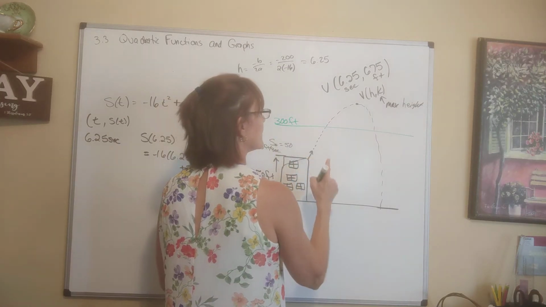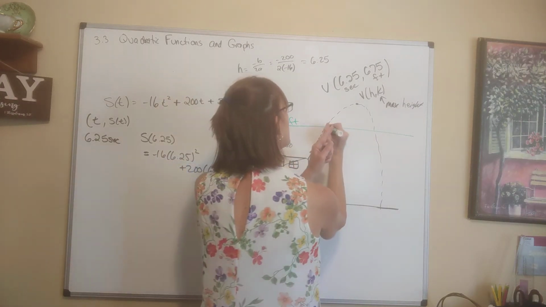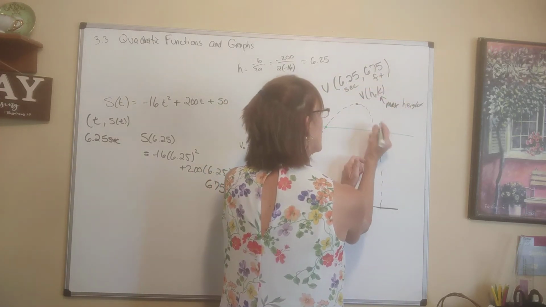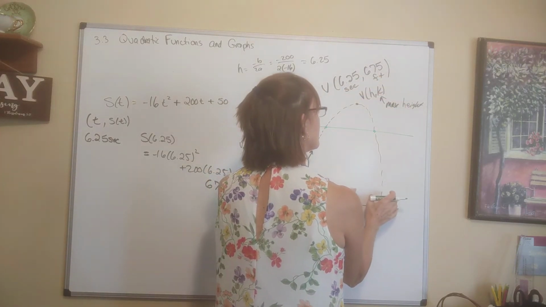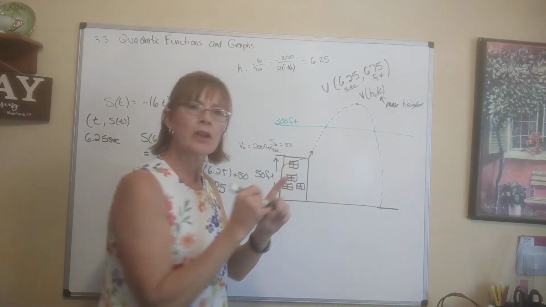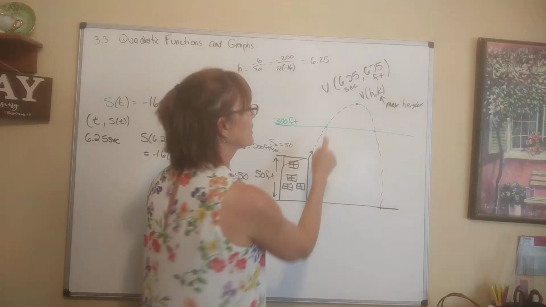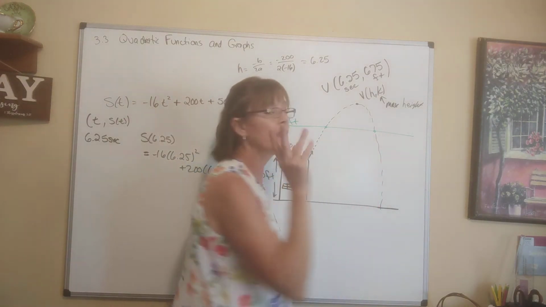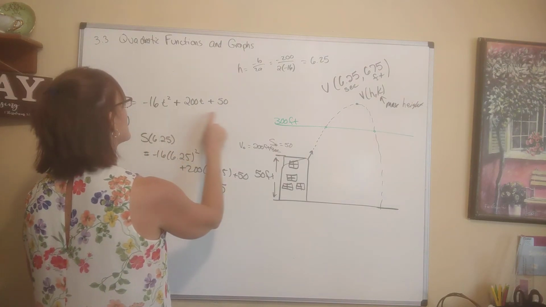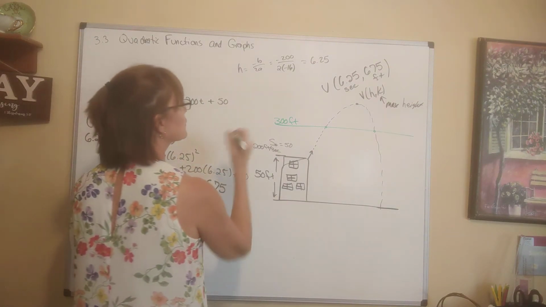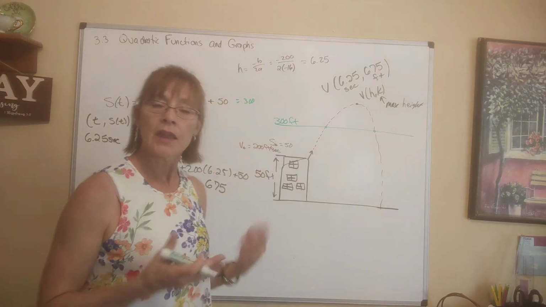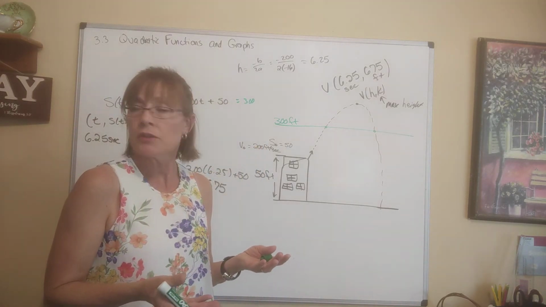The rocket's going to pass 300 feet, be above it, and then pass 300 feet going down and be below it again over here. So during this time interval, the rocket will be higher than 300 feet. We need to figure out what this time is and what this time is. We could do that analytically by setting S of t equal to 300 and solving. This is a quadratic equation, and we could totally do that.